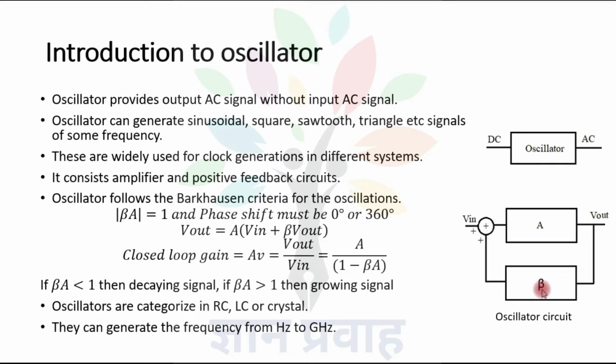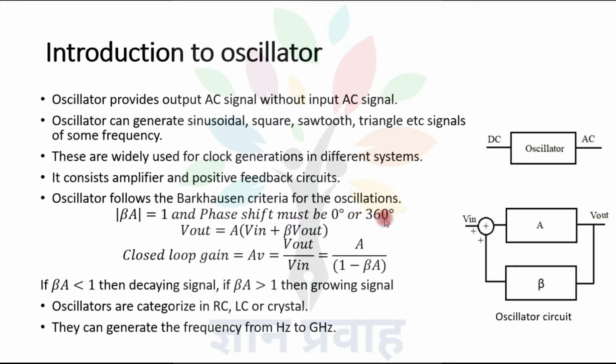Oscillator follows the Barkhausen criteria for the oscillations. It means there are two conditions for oscillations to occur, and they depend on the open loop gain, that is beta A. So first condition is mod beta A must be equal to 1, and second condition is phase shift must be 0 degree or 360 degree.